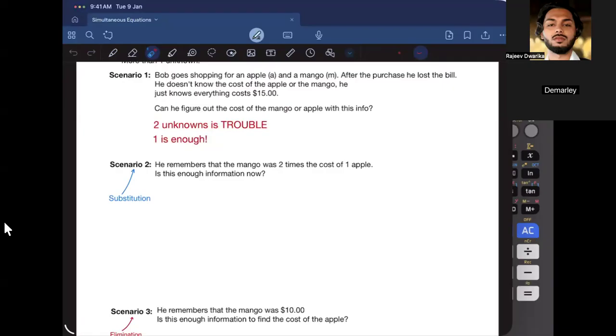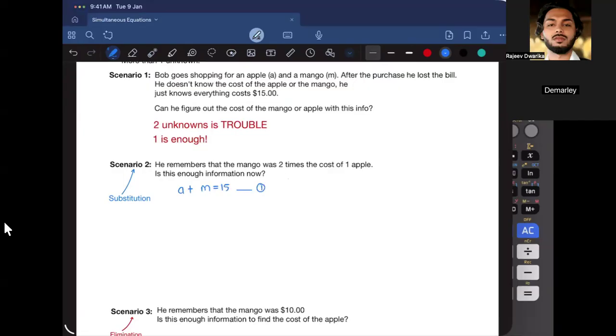So Demarley, in scenario 2, he remembers that the mango was 2 times the cost of one apple. Is the information enough now? Yes or no? It is. So Demarley, we could come up with an equation here. We know that the apple and the mango are going to cost $15 together. So I can say A plus M is equal to 15. Make sense? I'm going to call that equation 1.